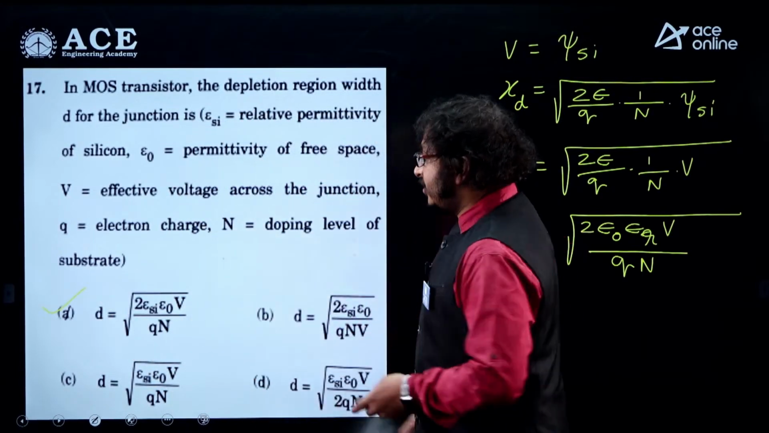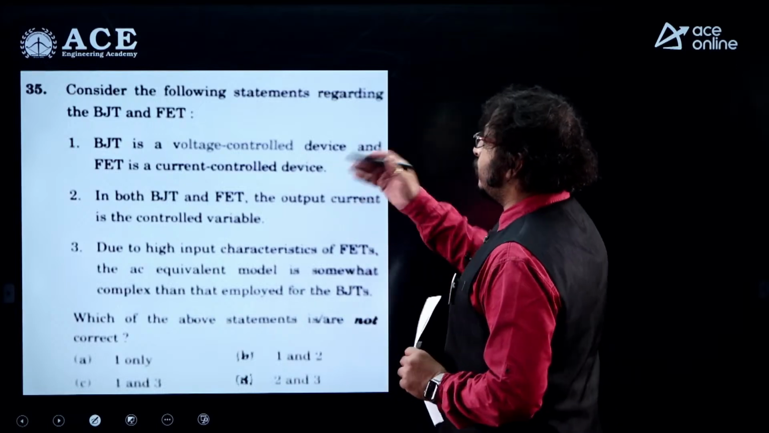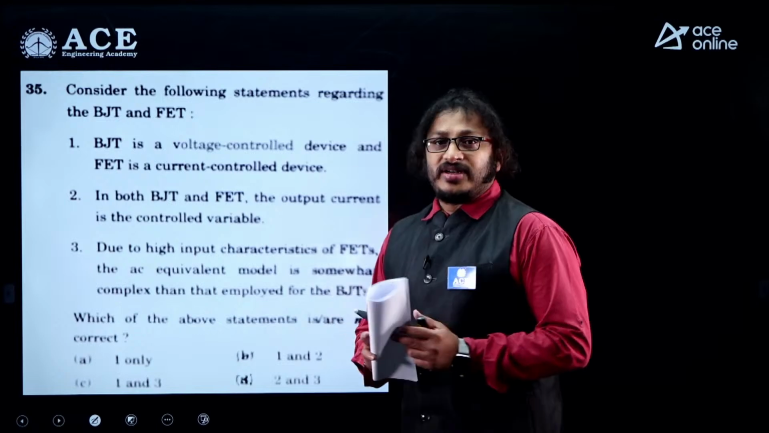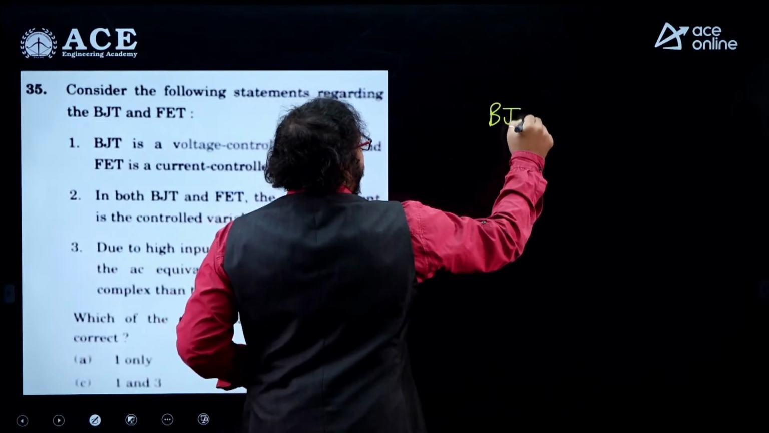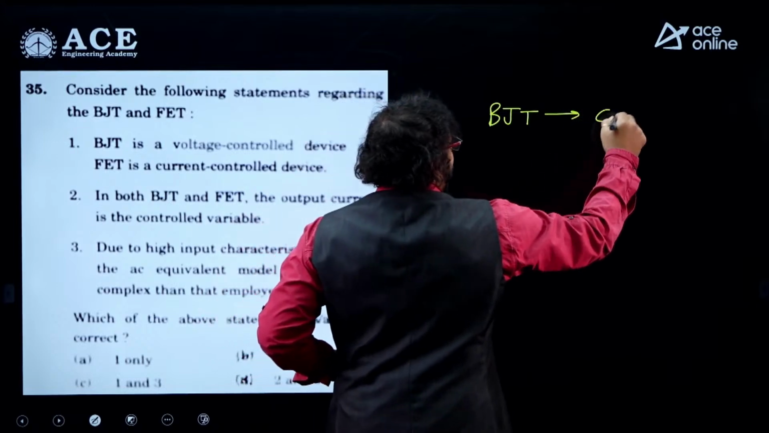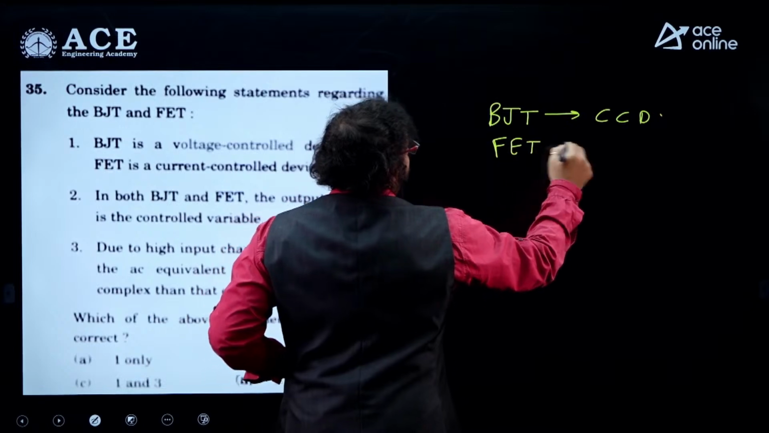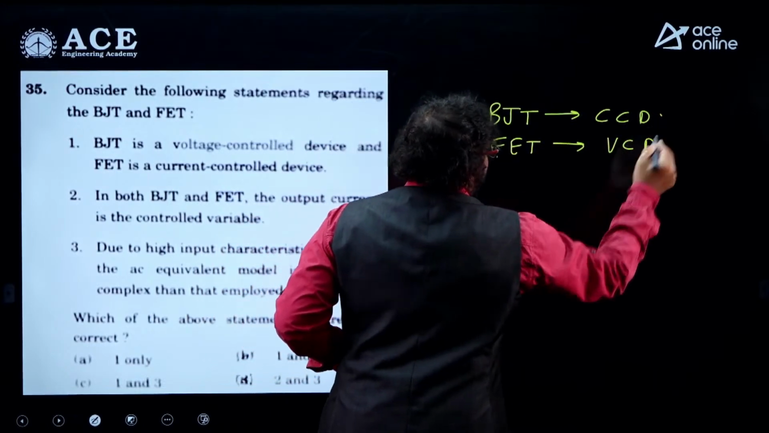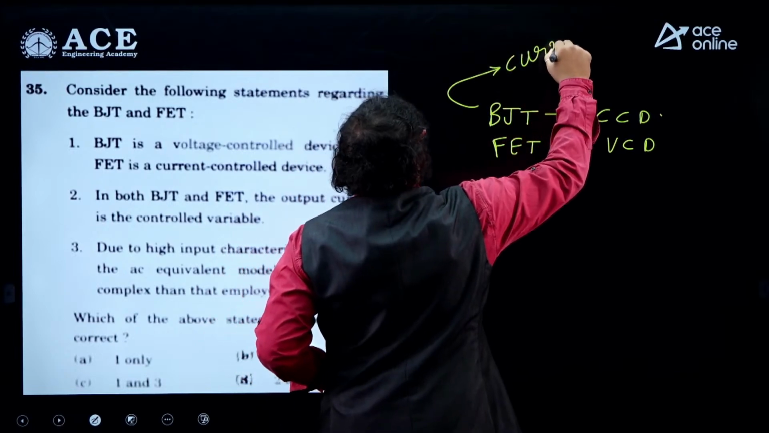Correct or not, dear students, right? Now go to the next question. Consider the following statements regarding the bipolar junction transistor and the field effect transistor. What we know, students, is that a BJT is a current control device, correct or not? Whereas a field effect transistor is nothing but a voltage control device. And the BJT default property is the current amplification factor.